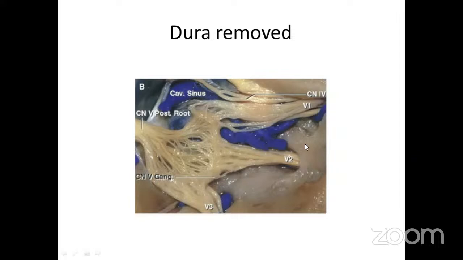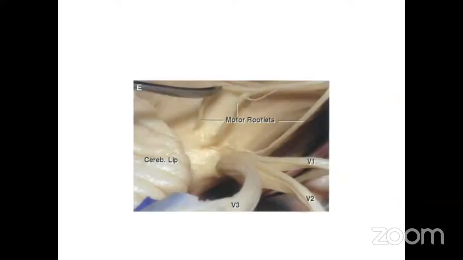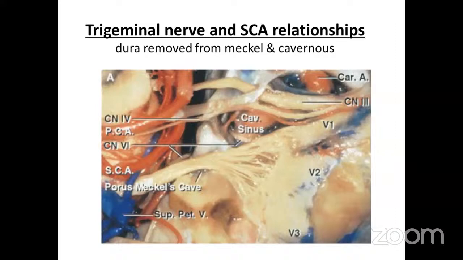So this is about discussion of the superior complex or the upper vascular complex of the CP angle. So now here we see the relationship of the trigeminal nerve with the superior cerebellar artery. So this is the lateral portion of the CP angle. From here the dura is removed, and also the bone from the Meckel's cave and dura is removed as well to see.